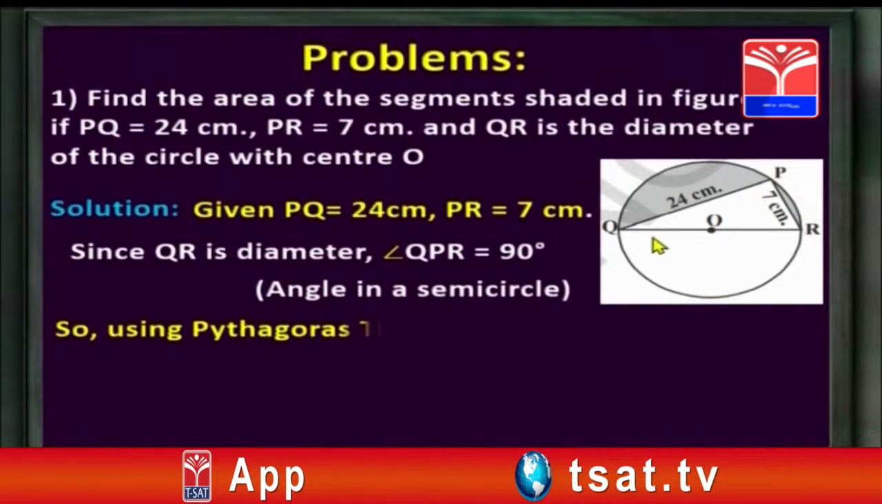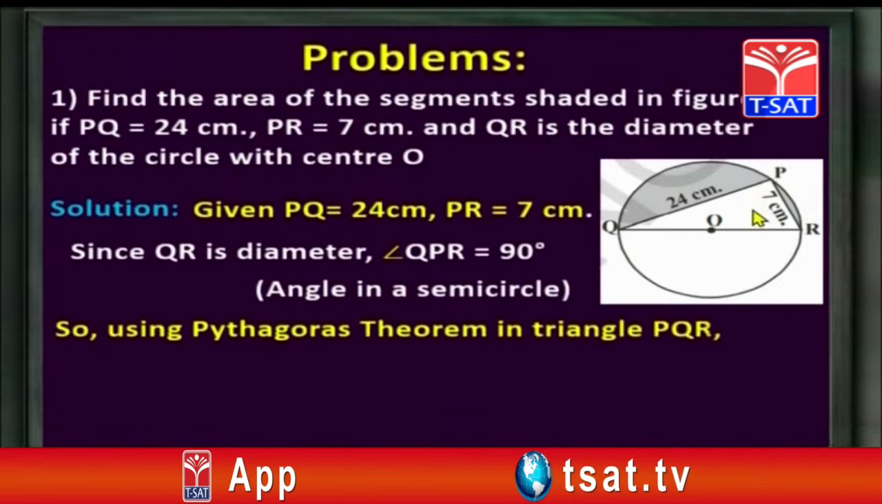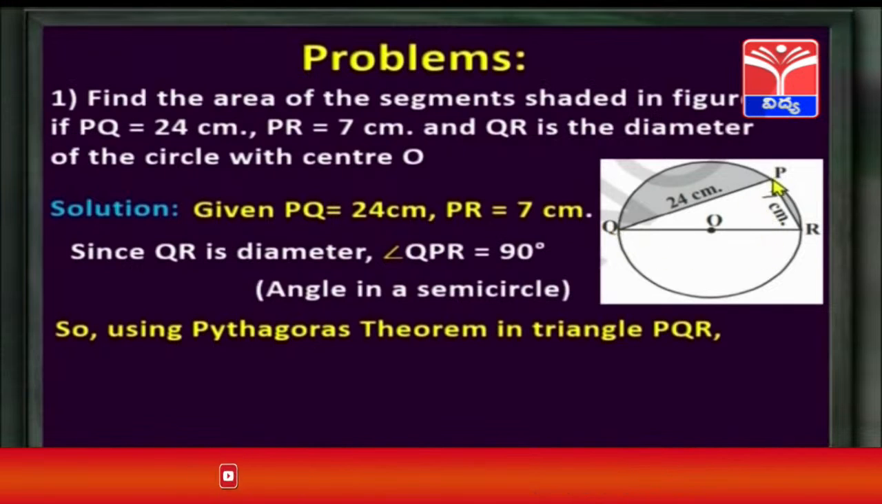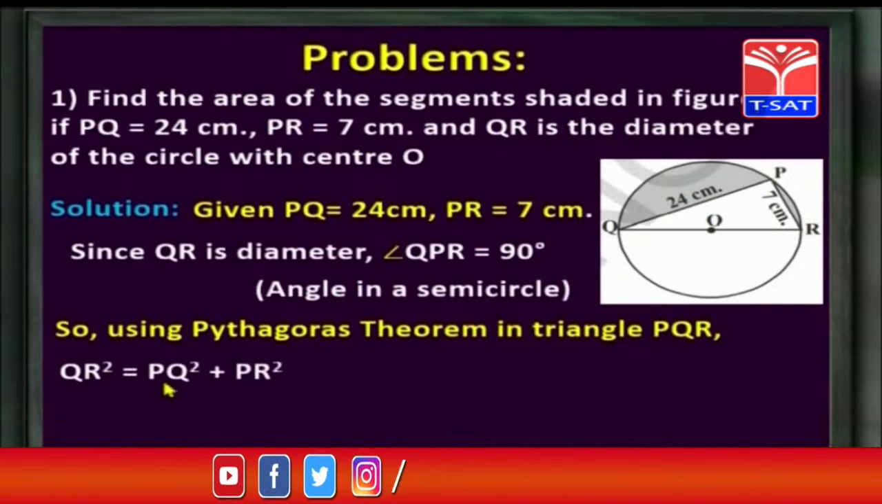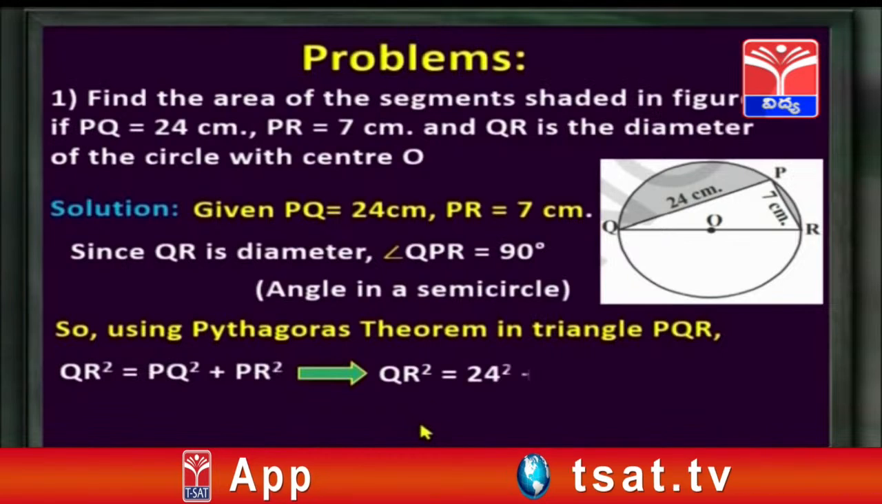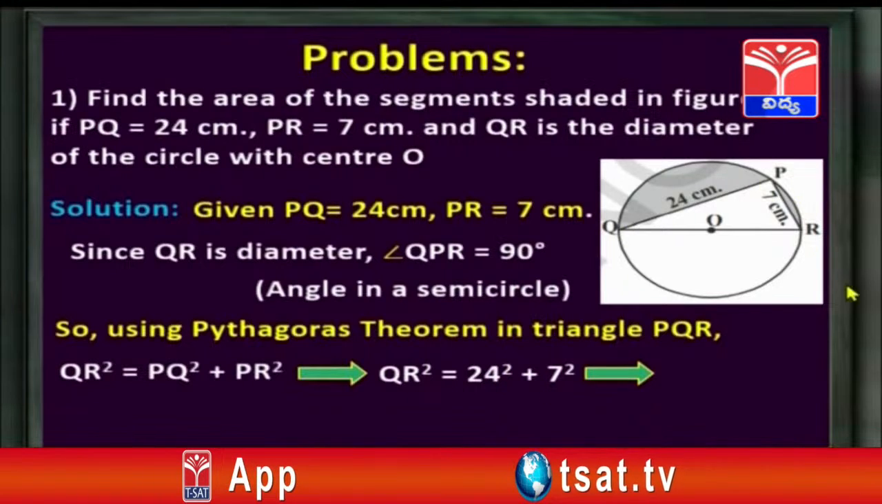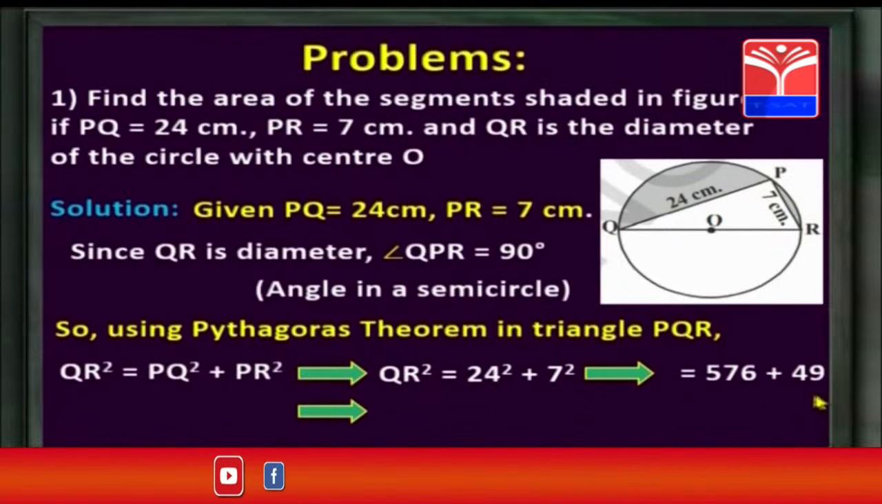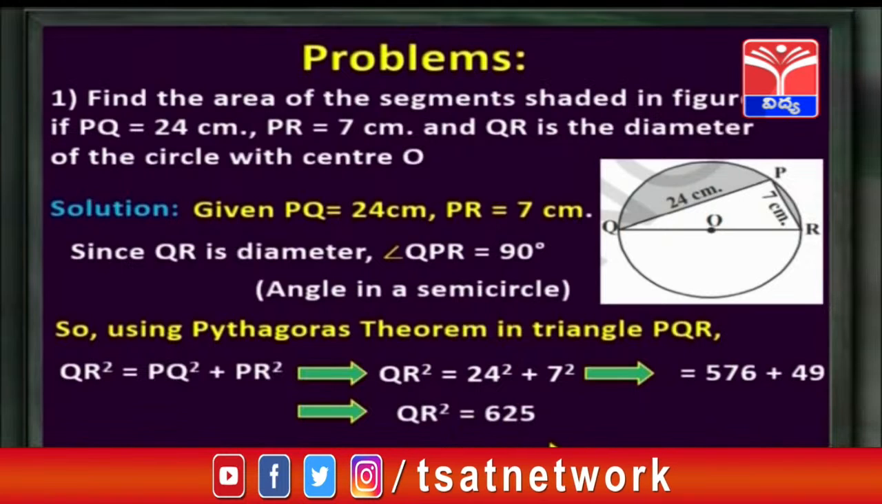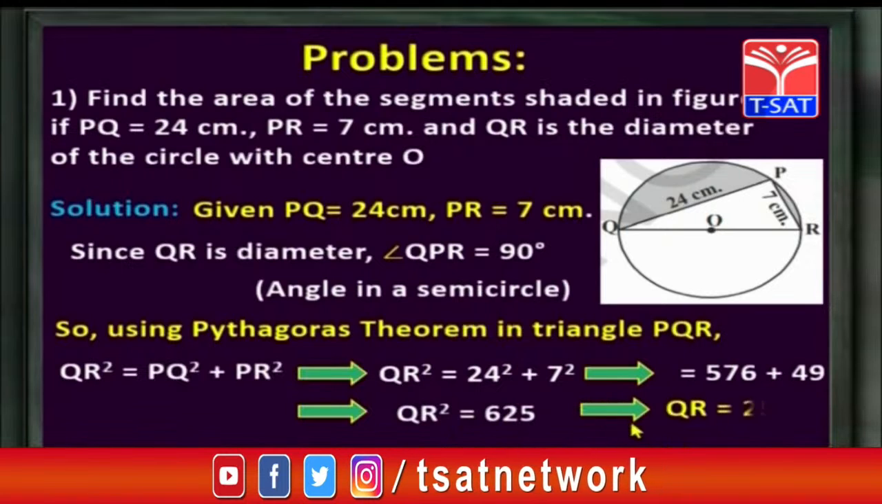So, now we will find using Pythagoras theorem in triangle PQR, QR square is equal to PQ square plus PR square. QR square is equal to 24 square plus 7 square. This is 24 and this is 7. 576 plus 49, which we can find as QR square is equal to 625, and QR is equal to 25.